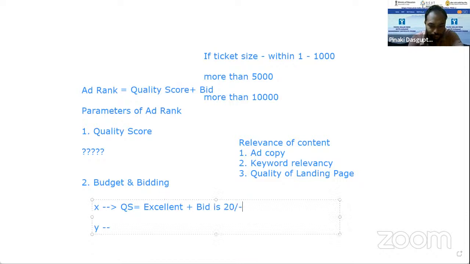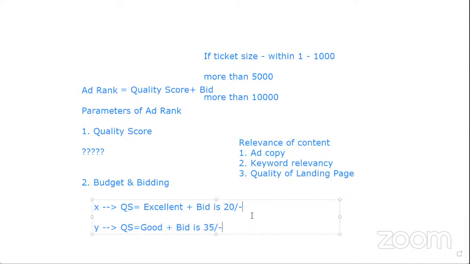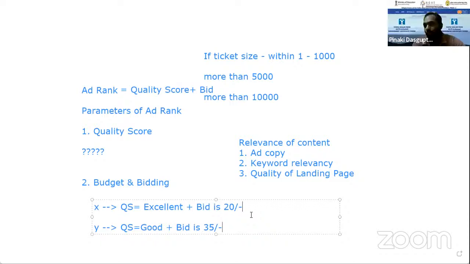Whereas Y's quality score is good. Bid is 35 rupees. So in this case, who will get the rank? Sir, maybe X. Yes, X will get the rank because his quality score is excellent.